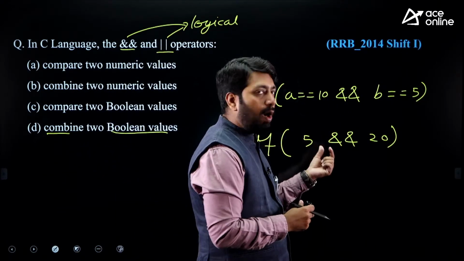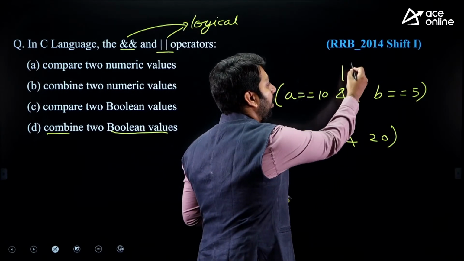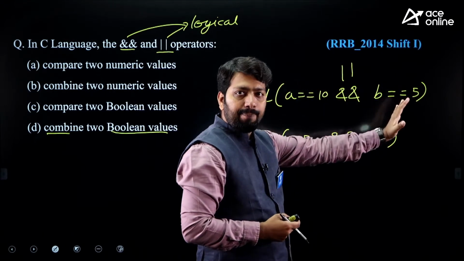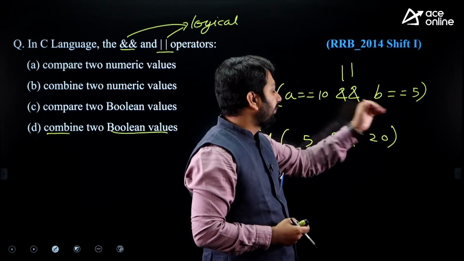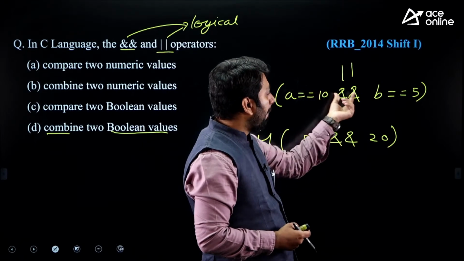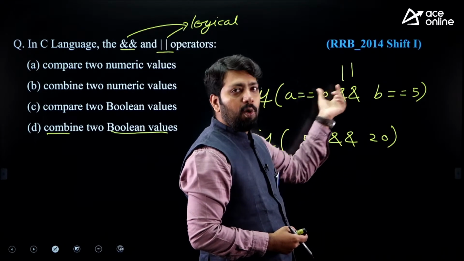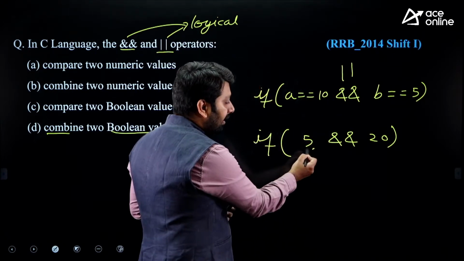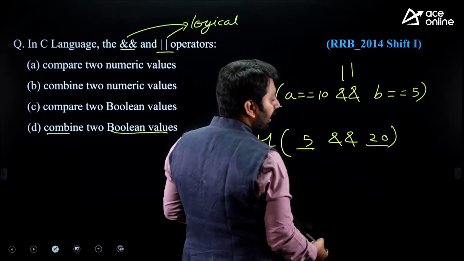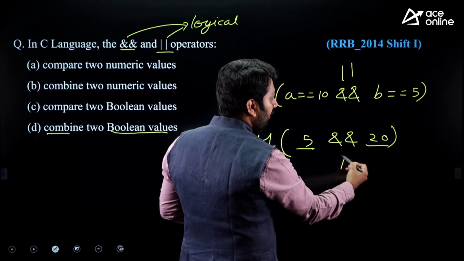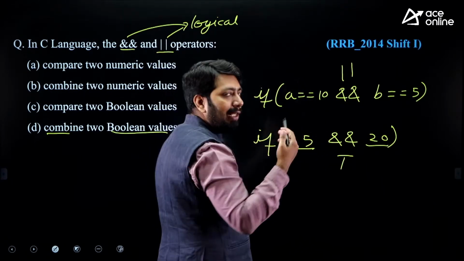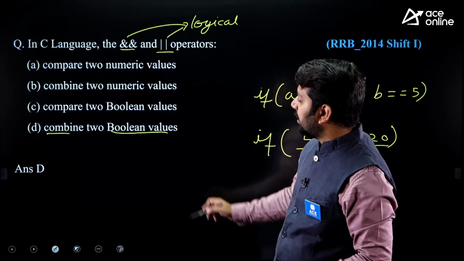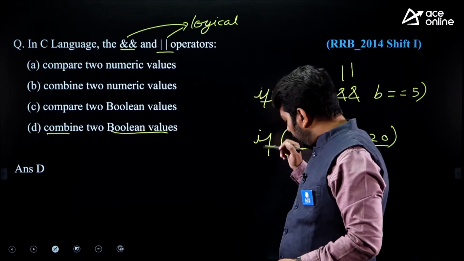Because with and or, you can use either, they just check if both the operands are true or false. So 5 is considered as true, 20 is also considered as true, so the answer is true. In that case, we don't know the value of A and B, so I cannot tell you right now. So the answer is D, combine two Boolean values.